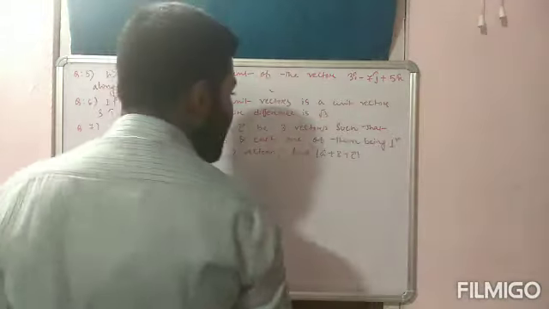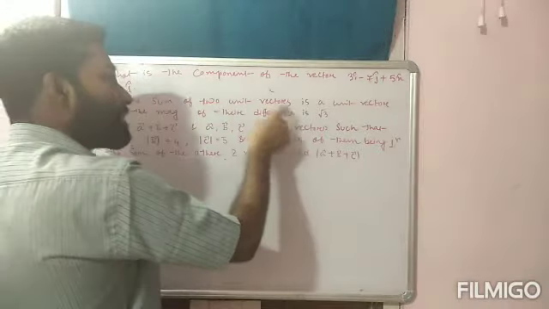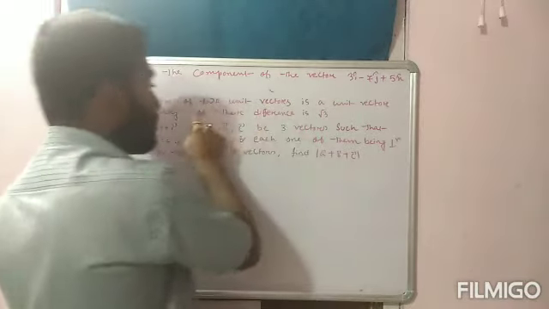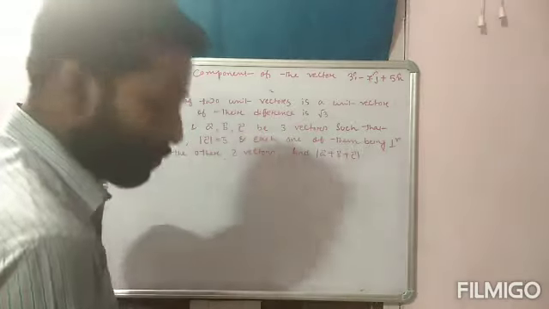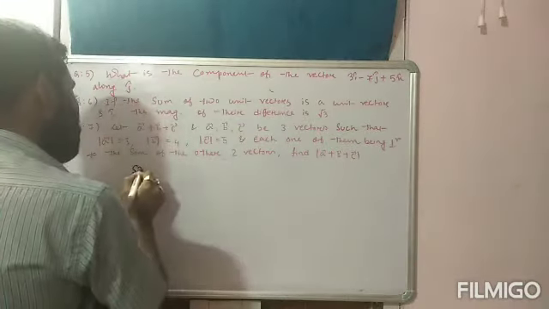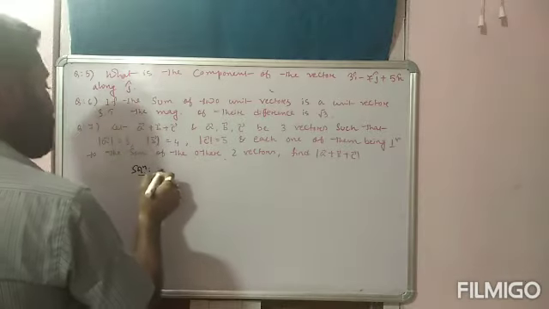Their difference means the two vectors whose sum is a unit vector, the magnitude of their difference is √3. That means this is solution number 6.